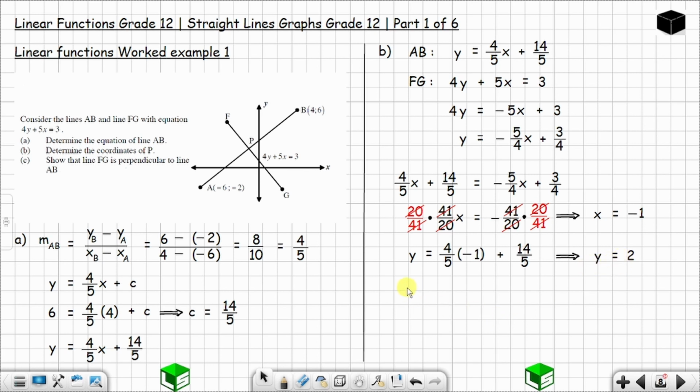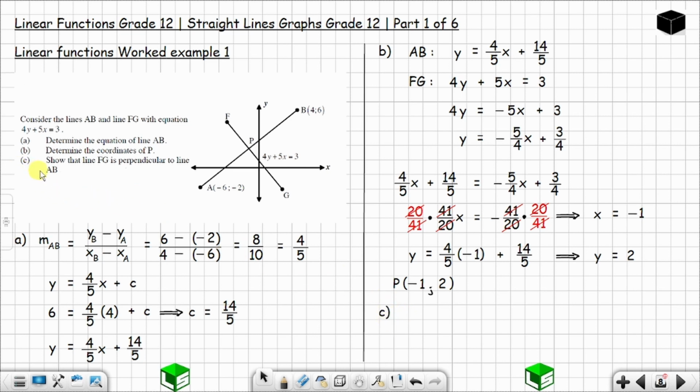Okay, and finally, the coordinates of the point P are negative 1 and 2. Okay, these are the coordinates of the point P, the point of intersection between the line AB and the line FG.